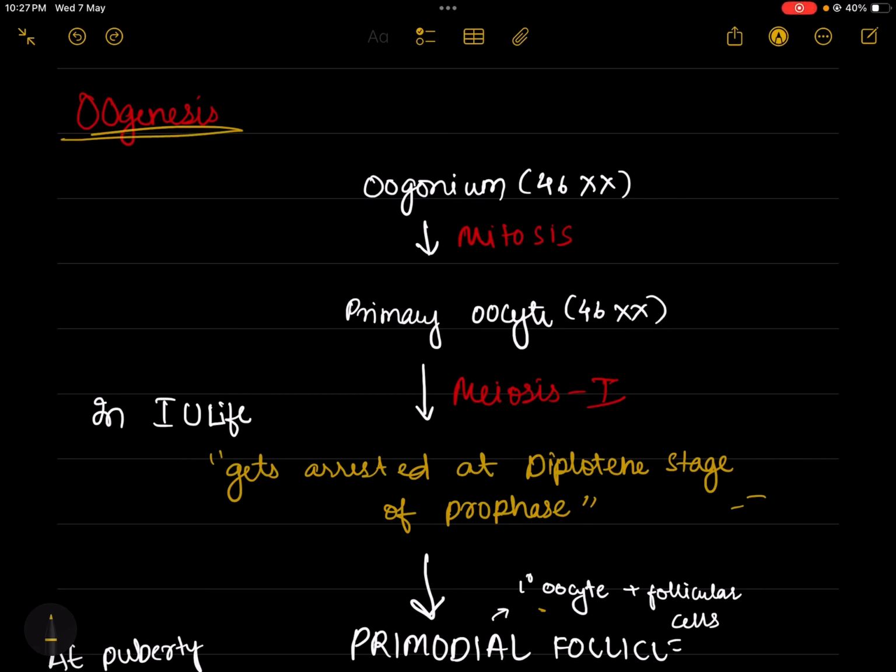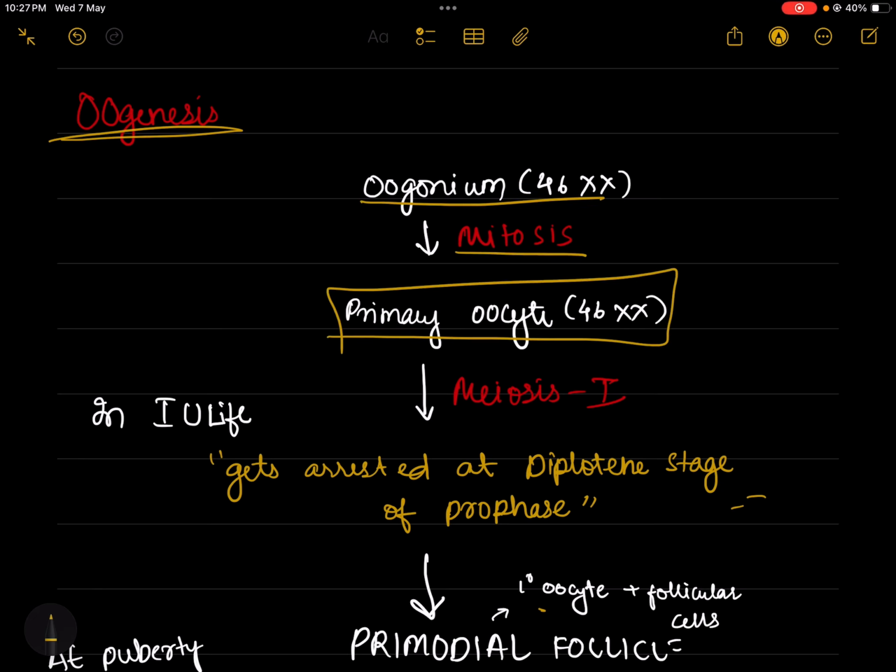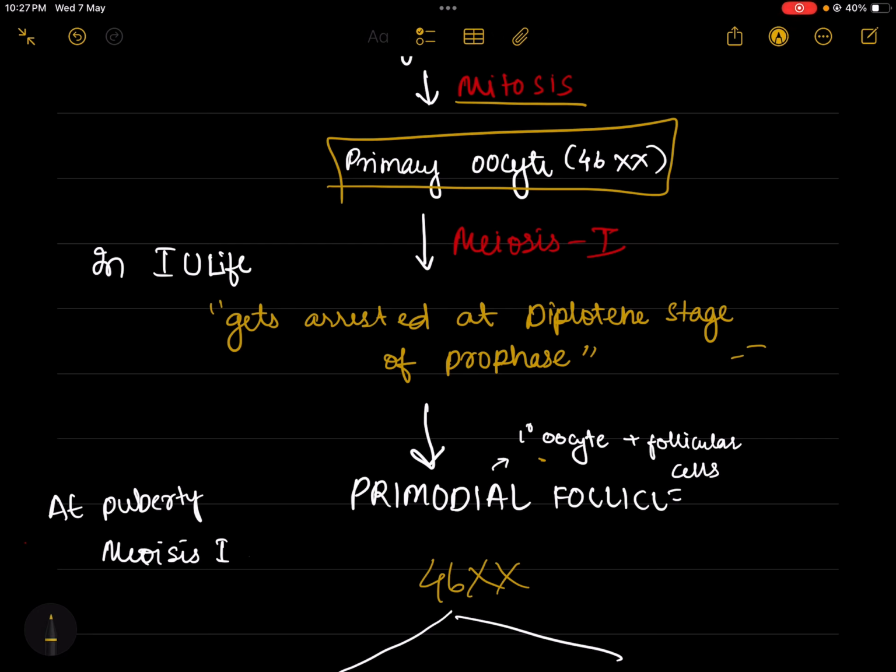Now we'll talk about oogenesis. In the intrauterine life, the oogonium will undergo mitosis to give primary oocyte. The primary oocyte will undergo meiosis 1 and it will get arrested at diplotene stage of prophase 1.